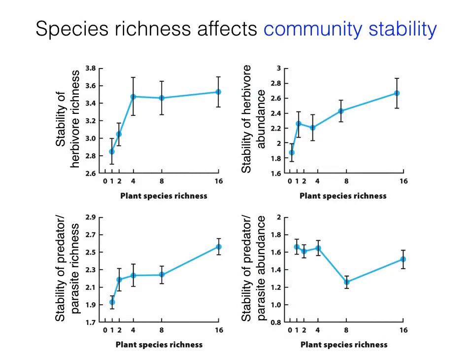The last concept I want to talk about today is how species richness in an ecological community can actually affect the stability of the community itself. So first of all, what constitutes community stability? Well, community stability is the ability of a community to maintain a particular structure. Communities can vary over time and under different conditions. In this case, what we're looking at is how stable a community is at different levels of species richness.